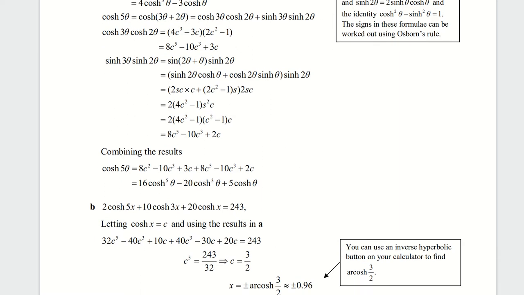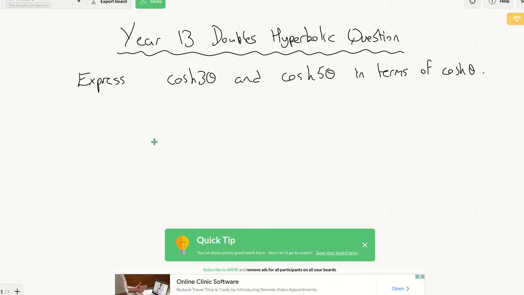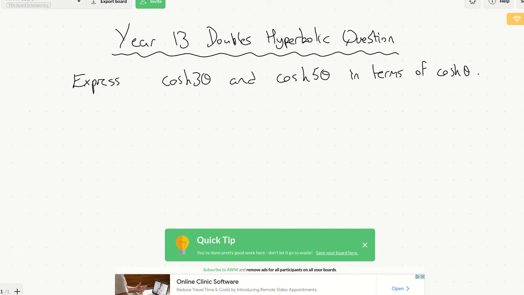Okay, let me just show you another way of doing it. You might like it, you might not. Here's another way of looking at it. So let's take cos 3 theta first. I know that cos 3 theta can be written in exponential form as e to the 3 theta plus e to the minus 3 theta over 2.